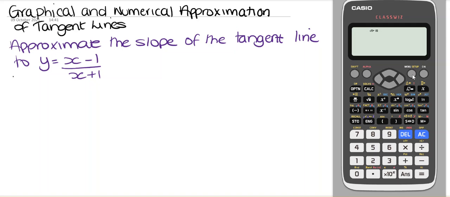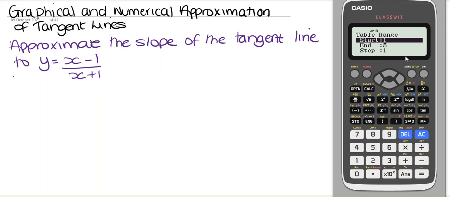So we'll have to look at this question here, and we need a graphical and numerical approximation for tangent lines. We're given the following function, so I'm just going to put this into the calculator. We have a table of values. We want x, so x minus 1 divided by x plus 1.